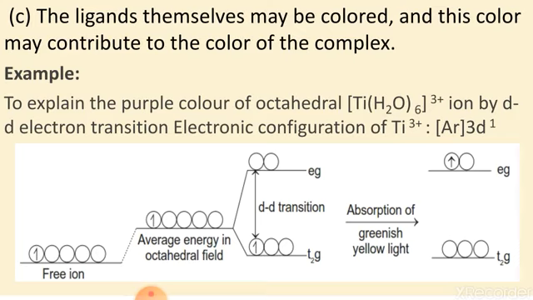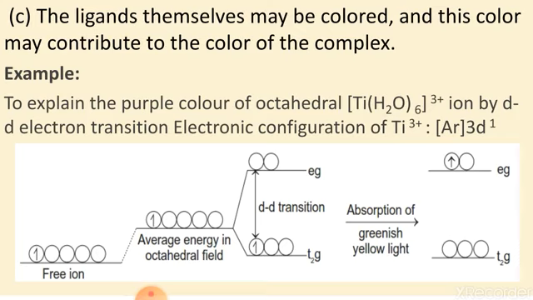In that condition, the electronic configuration of titanium is [Ar], that is argon 18, and then 3d1, making 19. The atomic number of titanium is 22, and now 3 electrons are removed. So this time the electrons left are 19. That's why it looks like argon, and this contains a 3d1 electron.